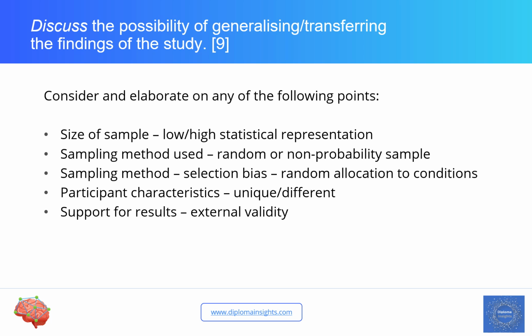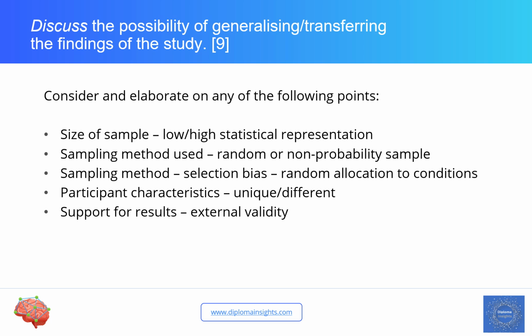When you read the stimulus, look at the characteristics of the participants. Are they unique? Are they different to the target population? Do the participants, for example, have really high IQ scores? Maybe that's not very representative of the target population. Are they all from one particular area of the country? If the target population was a whole country, and your sample of participants is only from one individual area, then the representation is low, and we would say the possibility of generalizing or transferring is also low.